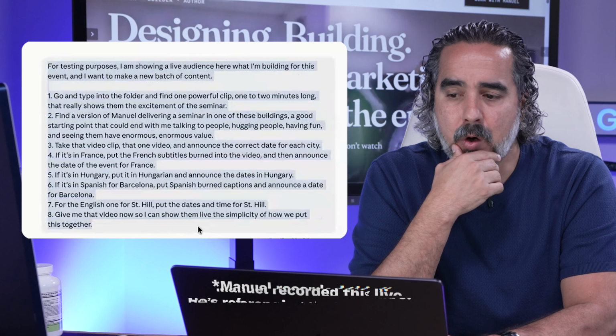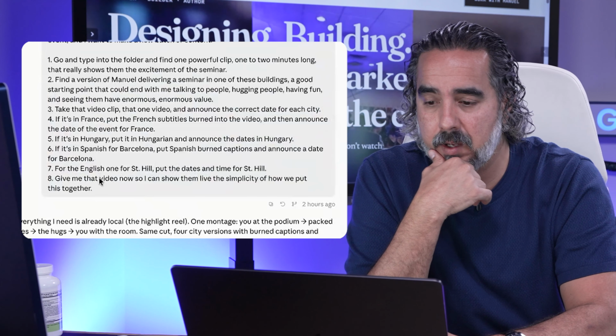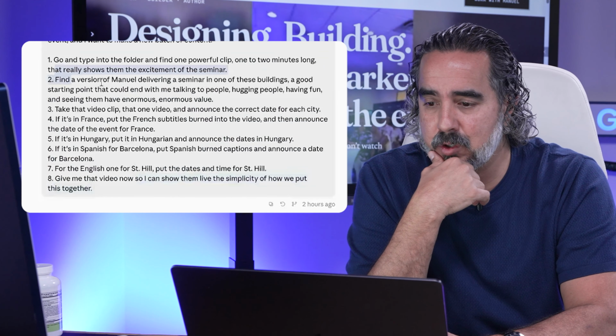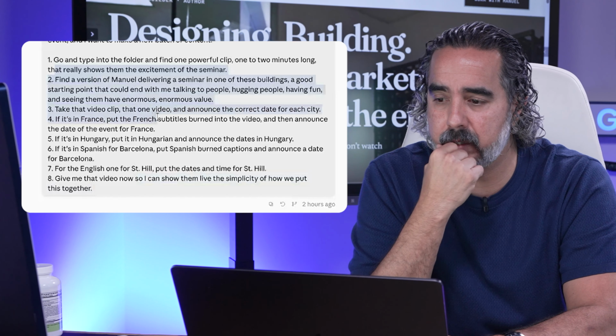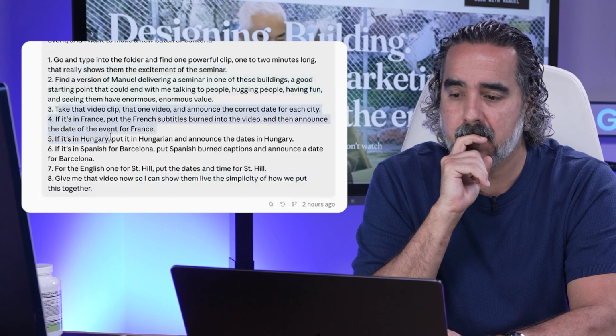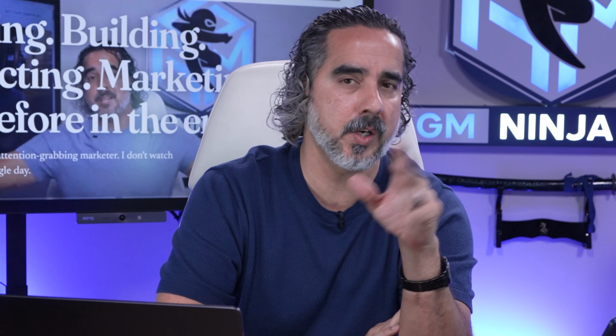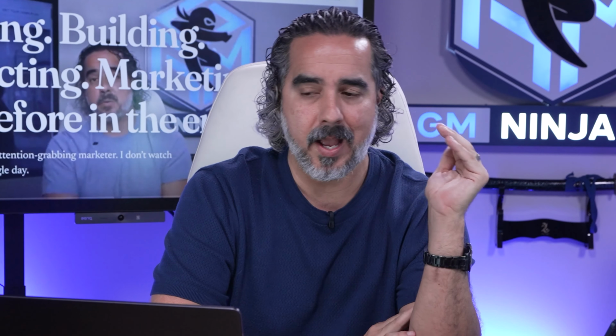Five minutes. Go into the folder and find one powerful clip. This is full of typos, by the way. As you can see, it doesn't matter. Find a version of Manuel delivering a seminar in one of these buildings. Take that one video clip, announce the correct date for your city. If it's in France, put French subtitles, burned into the video. You see, I'm not using an integration. I'm not using another video editor. I'm not using anything else. I'm communicating directly to Claude.